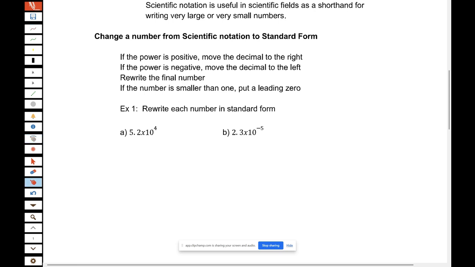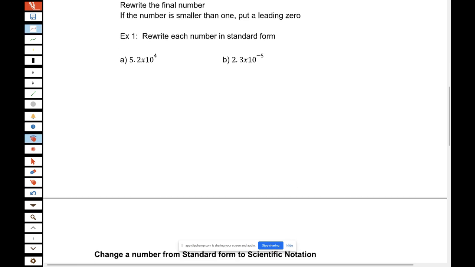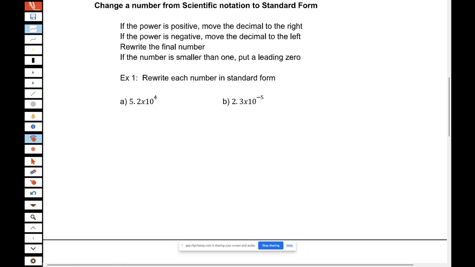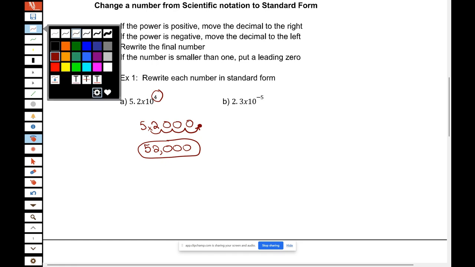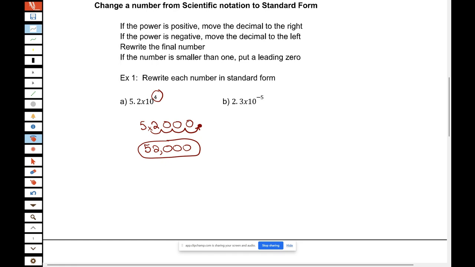Let's look at this first example, rewriting a number in scientific notation in standard form. I have the number 5.2, but since the power is 4, we move the decimal 1, 2, 3, 4 spaces to the right to its new location. The old decimal is gone, and we fill in all the gaps with zeros. Rewriting the number now, we have 52,000. So we can see that the positive exponent of 4 made the number larger.